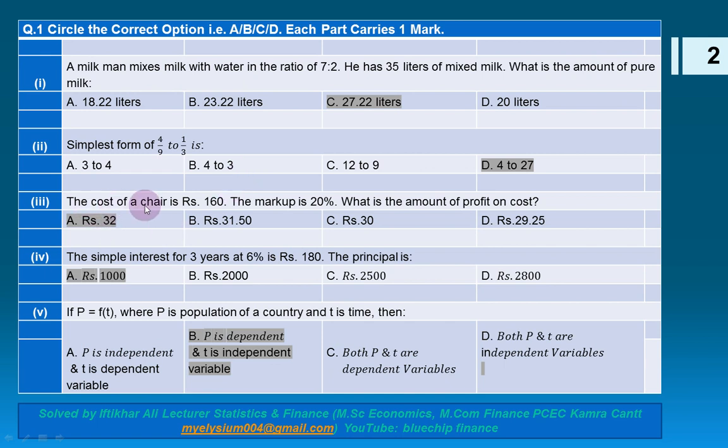Third MCQ, the cost of a chair is rupees 160. The markup is 20%. What is the amount of profit on cost? Correct option is 32. The simple interest for 3 years at 6% is rupees 180. The principal is, correct option is 1000. If P is a function of T, where P is population of a country and T is time, then correct option: P is dependent and T is independent variable.